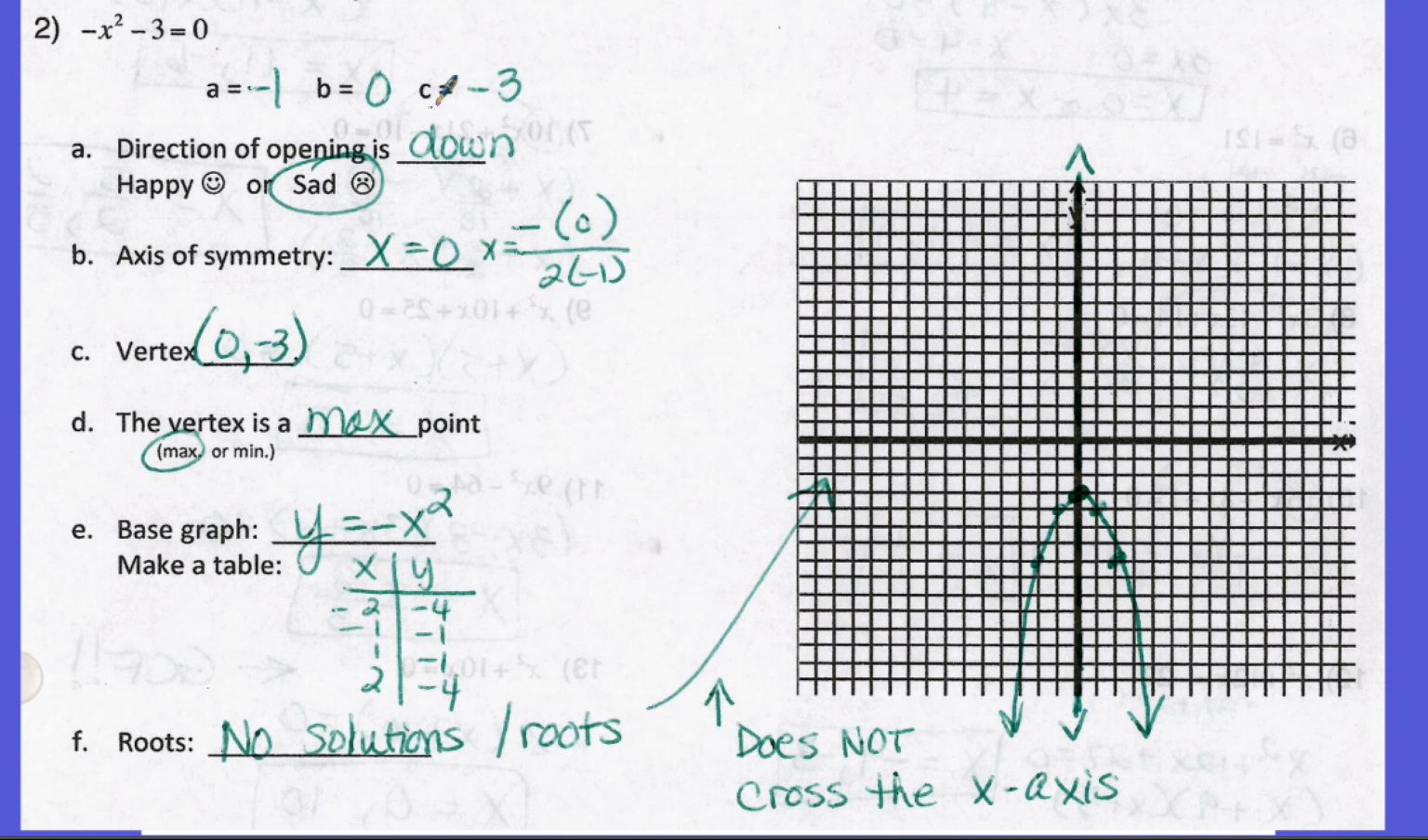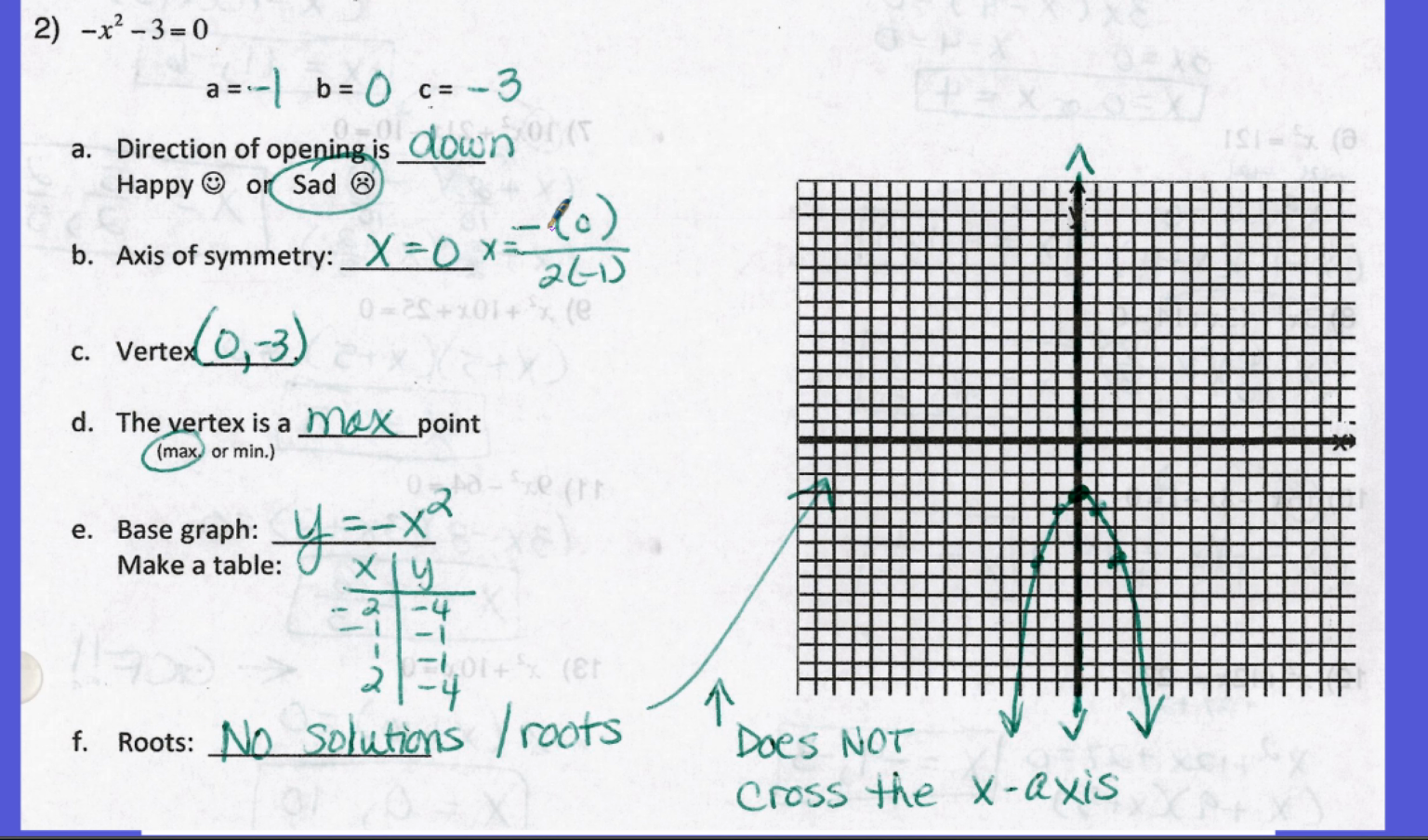Number 2, same thing. We're going to make sure that it's equal to 0. It is equal to 0, okay? My a is -1. My b is whatever's in front of the x term. I do not see an x term, so it is 0. -3 is my constant, so that is c. Direction of opening is down because a is negative, so it tells me it opens down.